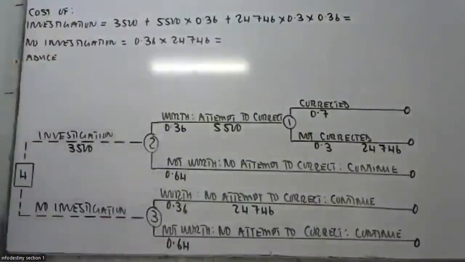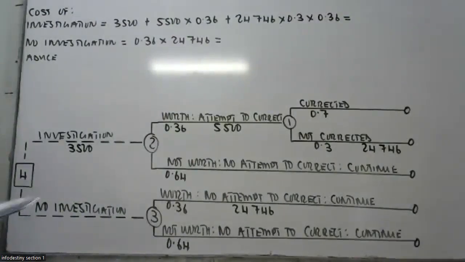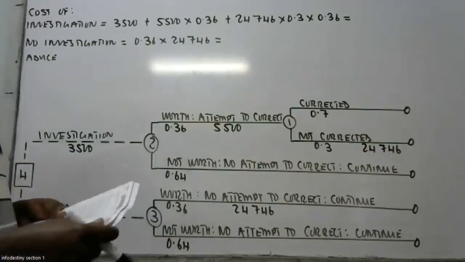Are you through, Shari? Yes. Good. So what do you advise? Should we investigate or we should not? We are comparing in terms of which has a higher cost. Yes. So cost for investigation is higher than the cost of no investigation. So which one is better? We don't investigate. We should not investigate. Because it has a higher cost, eh?